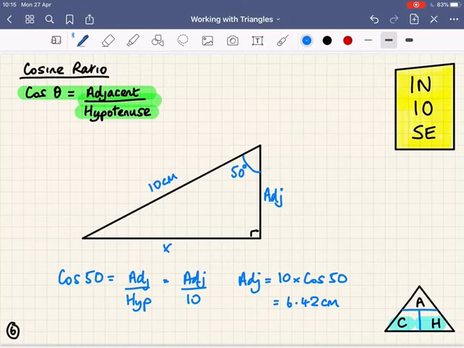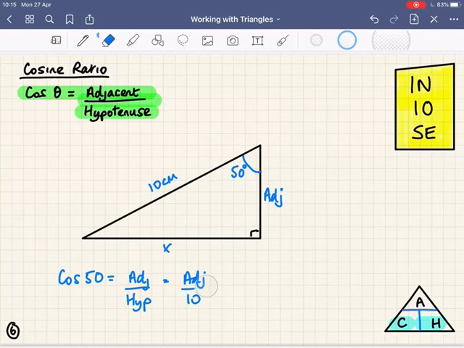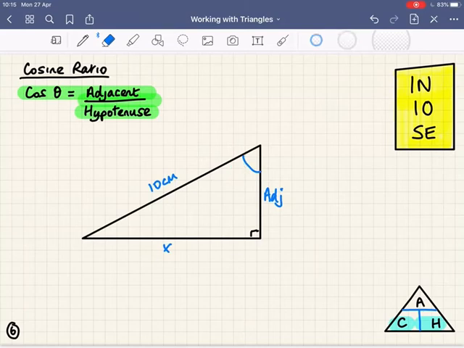So nice and straightforward when I'm finding a missing side. Let's just do another example, this time where I'm going to find the missing angle. So that angle of 50 degrees, we'll get rid of that. And this time, let's put some values in for our two sides. Maybe this time my adjacent side is 5 centimeters and my hypotenuse is 12. And theta there's the angle that I want to find.